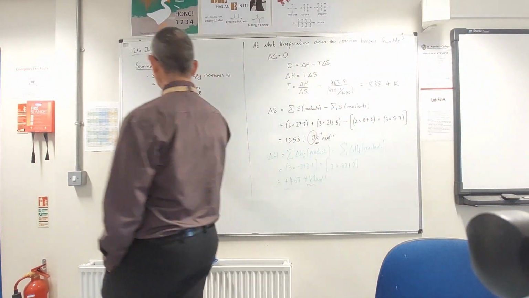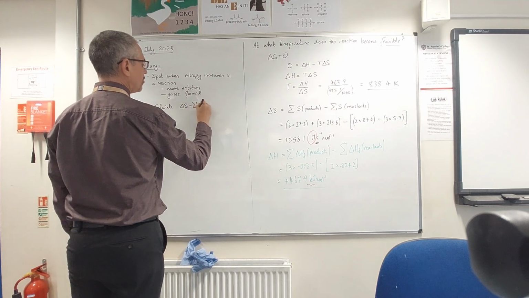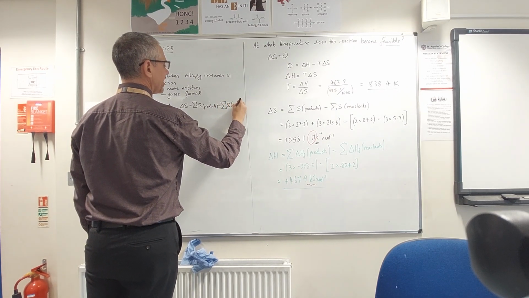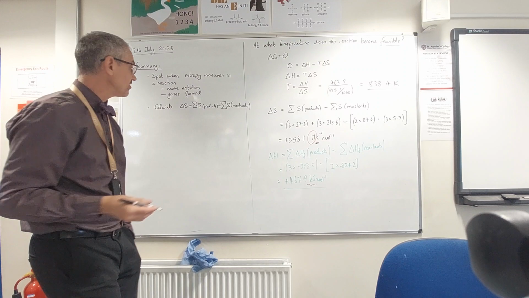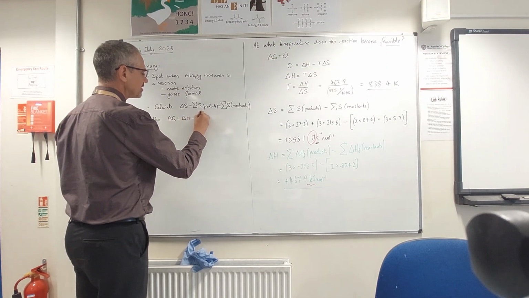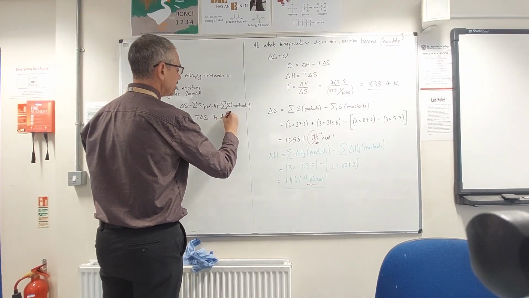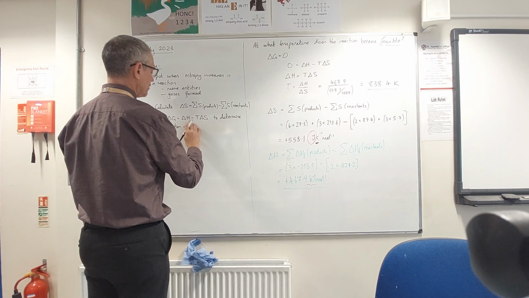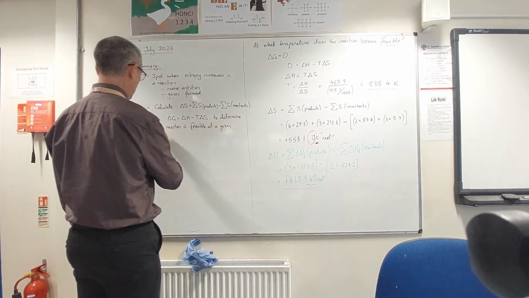You should be able to calculate delta S as simply the sum of entropies of products minus reactants, in just the same way you can calculate delta H. You should be able to use the equation delta G equals delta H minus T delta S. You should learn the equation delta G equals delta H minus T delta S to determine if a reaction is feasible at a given temperature.